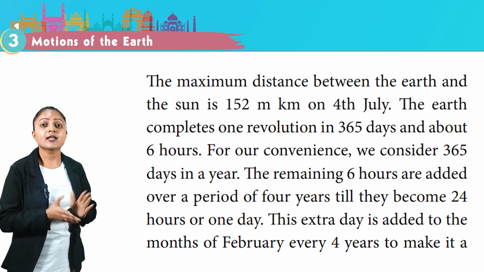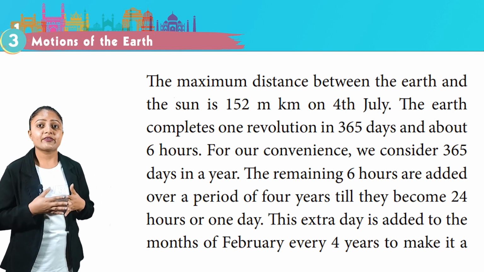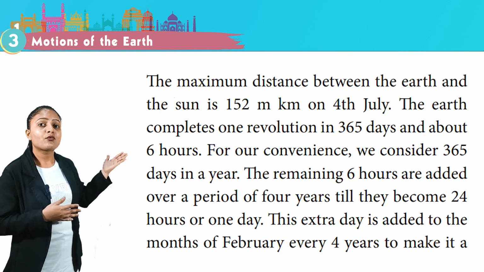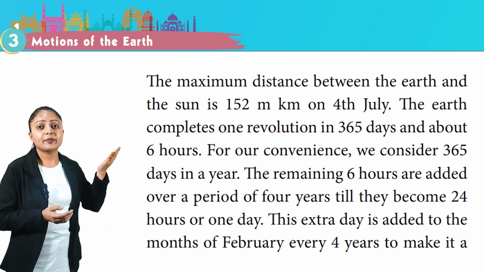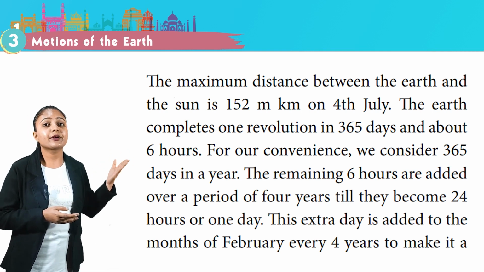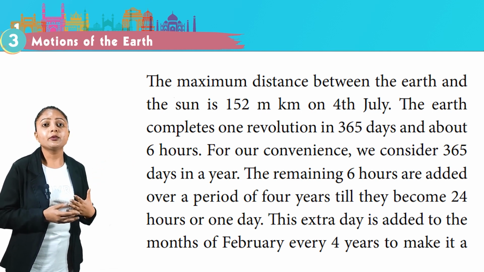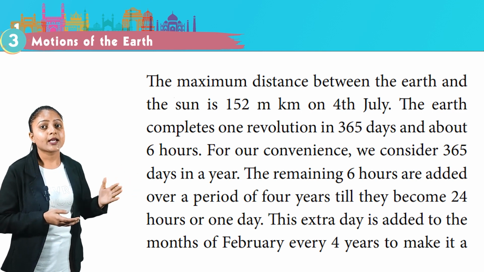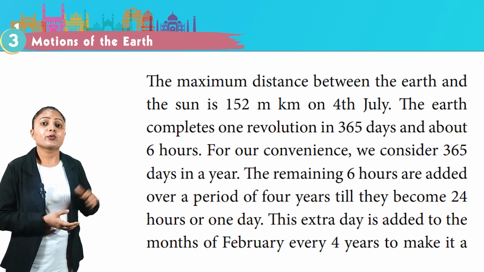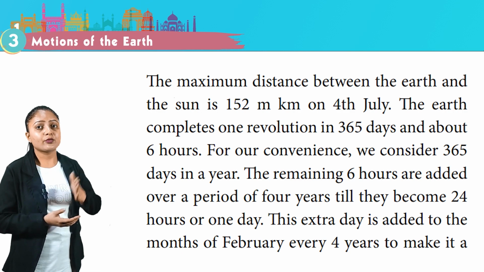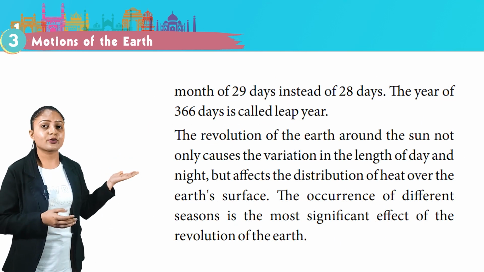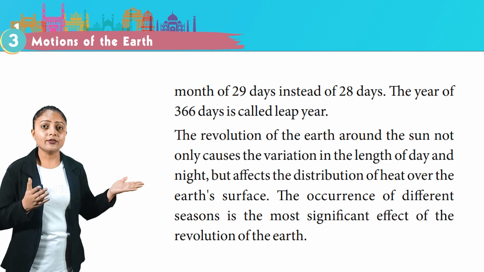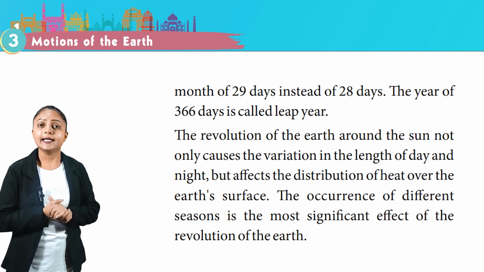The earth completes one revolution in 365 days and about 6 hours. For our convenience, we consider 365 days in a year. The remaining 6 hours are added over a period of 4 years till they become 24 hours or 1 day. This extra day is added to the month of February every 4 years to make it a month of 29 days instead of 28 days. The year of 366 days is called leap year.